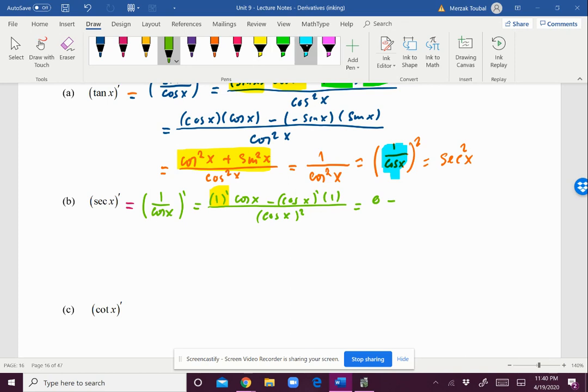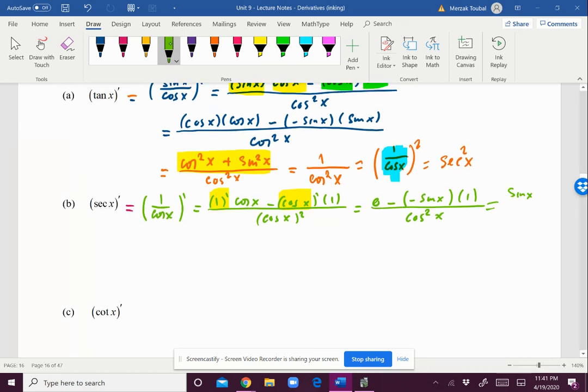Minus derivative of cosine is negative sine, times a negative, it becomes positive. So if we write it down, derivative of cosine is negative sine times 1, all divided by cosine squared x. So negative is positive, so we got sine x over cosine squared of x. So far that's what we have.